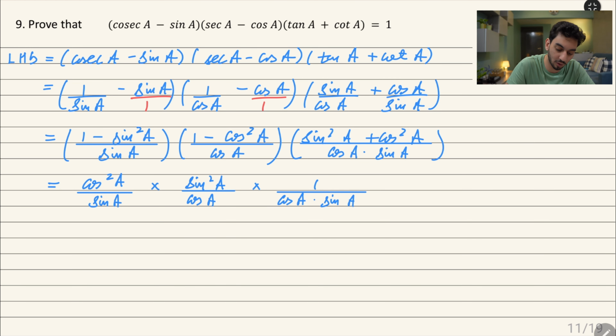Let us try to cancel out a few things. I can see there is a cos square in the numerator and there are two cos's in the denominator, and everything is just getting multiplied. So these two cos's get cancelled out with the cos square in the numerator, and the two sine A gets cancelled with the sine square A in the numerator, and I'm only left with a 1, and that is it. That's my answer.